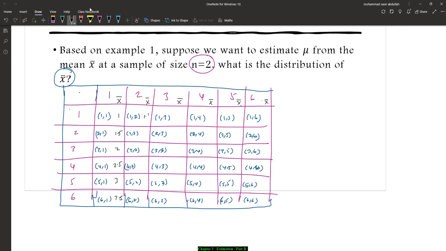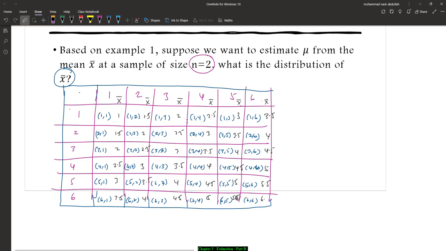Then 1.5, 2, 2.5, 3, 3.5. The next row is 1.5, 2, 2.5, just follow the pattern, then 3.5, 4. Next is 2, 2.5, 3, 3.5, 4, 4.5. Then 2.5, 3, 3.5, 4, 4.5, and 5. Then 3, 3.5, 4, 4.5, 5, and 5.5. And the last is 3.5, 4, 4.5, 5, 5.5, and 6. So altogether there are 36, right?